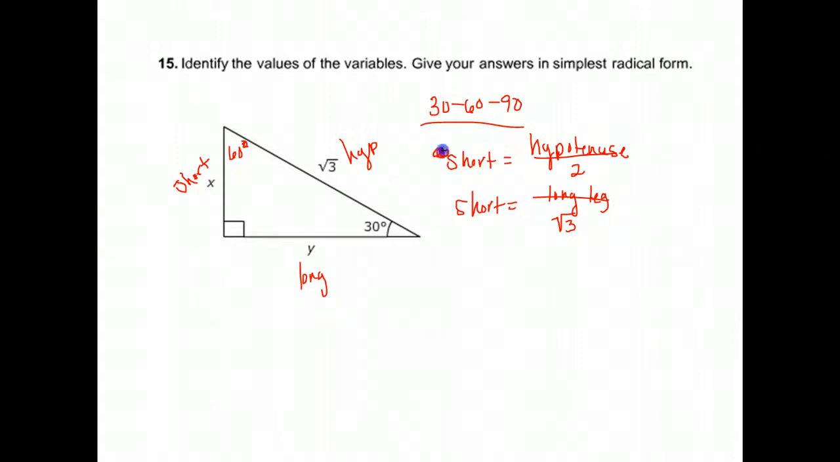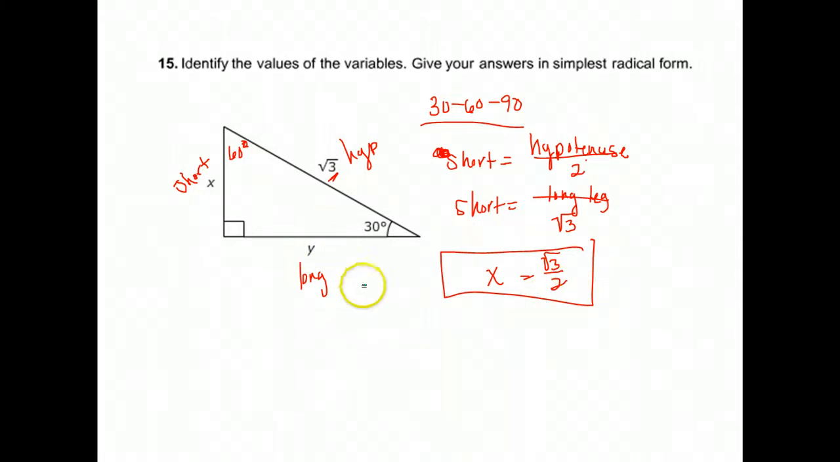We have the hypotenuse, so we're going to use this right here. We know the hypotenuse is the square root of 3. So our short leg is hypotenuse divided by 2. Our short leg is our x. It's equal to the square root of 3 divided by 2. They want it in radical form, and that is radical form right there, so we're just going to leave it.